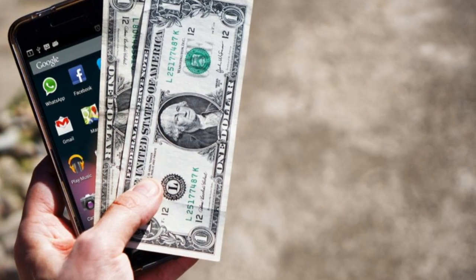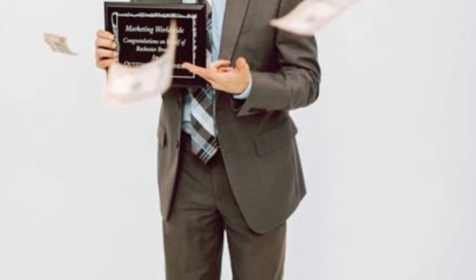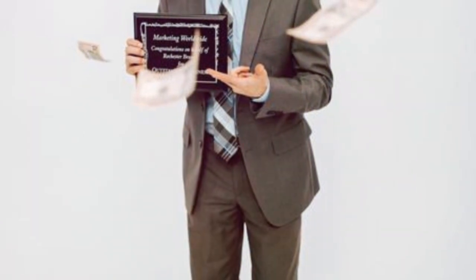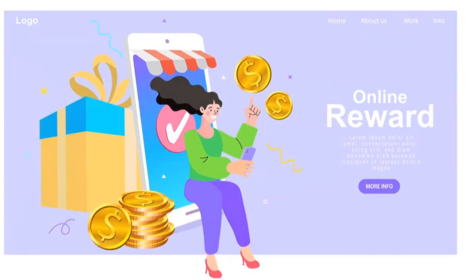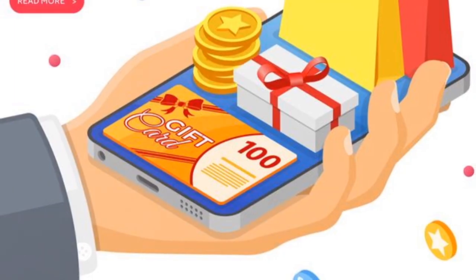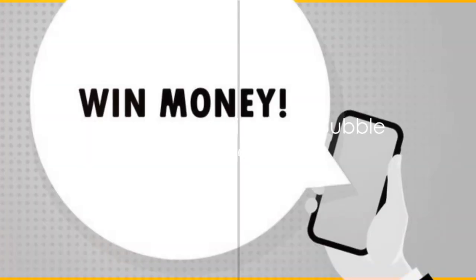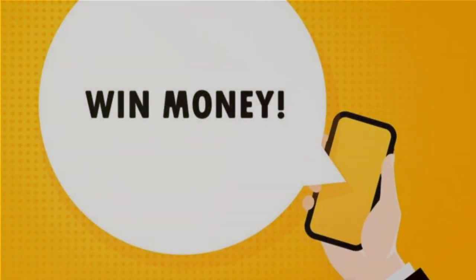Now let's talk about the reward system. It's as straightforward as it gets. The more you participate, the more you earn. And when it's time to reap your rewards, Cash Bubble makes it easy. You can redeem your earnings for gift cards, cash out straight to your PayPal account, or even choose from a selection of real prizes. That's it. As simple as that, you can turn your free time into a money-making venture.